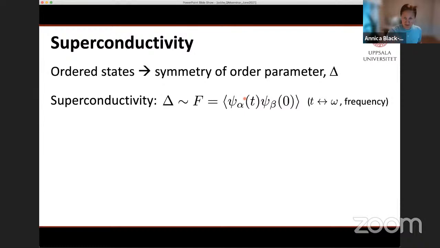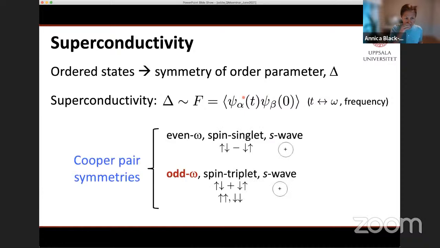And that's where the odd frequency, or the frequency part, is coming from. Well, then it turns out that the Cooper pair symmetries will still have this oddness when you exchange all the quantum numbers. So say that you have an even time dependence, equivalently, even in frequency, well, then you can still have a spin singlet S wave, or for that matter, spin triplet P wave.